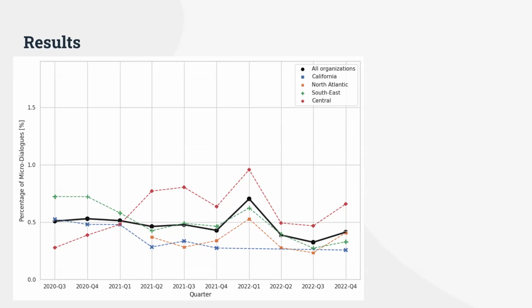And another thing that I didn't mention earlier, but one of our hypotheses was that over time, because this subject is increasing in risk and is talked about more and more, we would see a higher percentage over time of micro-dialogues that discuss this topic, which we actually didn't see. We didn't see any significant change.